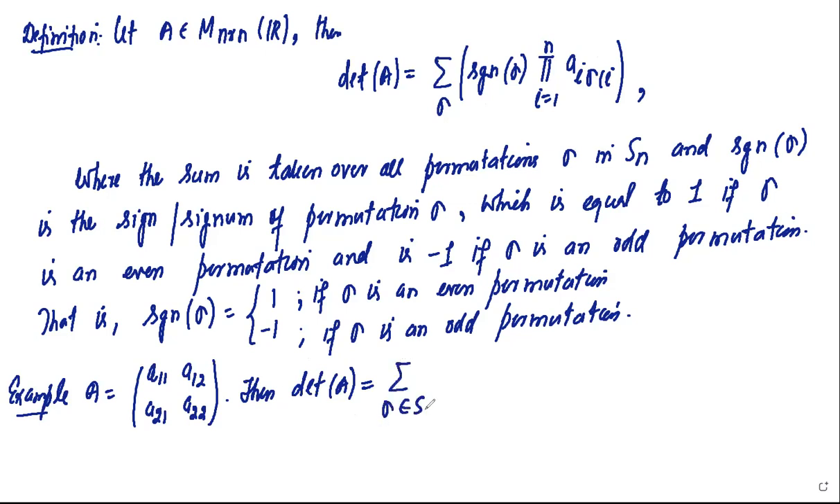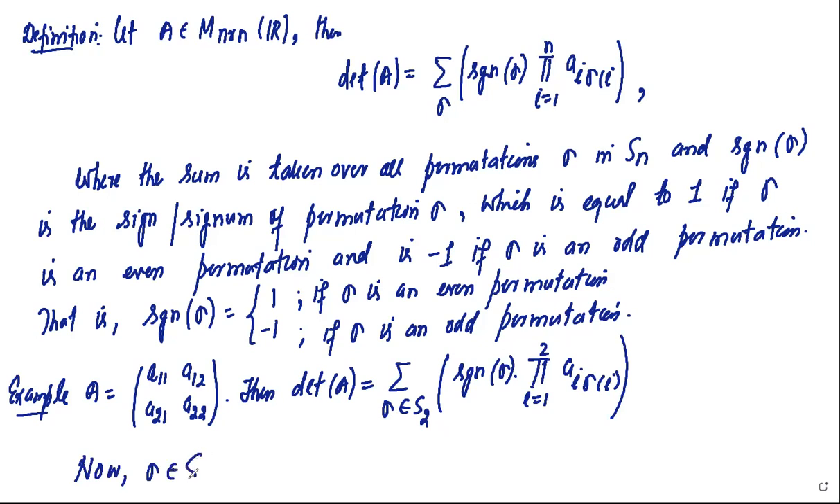So this is the summation over sigma belonging to S2 of the signum of sigma times the product, where i runs from 1 to 2, A i sigma of i. Now here sigma has two values. Either it is the identity permutation in S2 or it is the non-identity permutation of order 2 in S2. Now, S2 consists of the identity permutation, which sends 1 into 1 and 2 into 2, and then the non-identity permutation, under which 1 goes to 2 and 2 goes to 1.